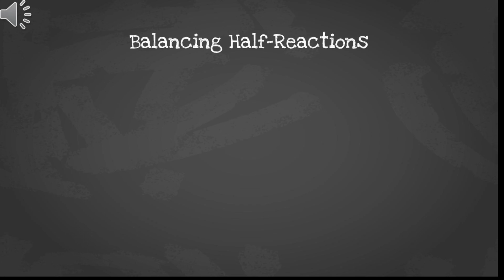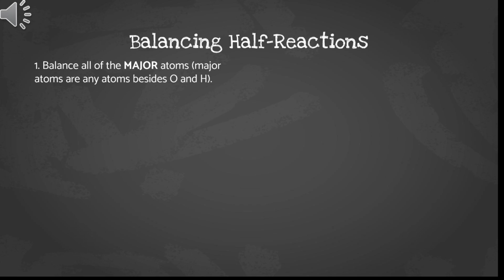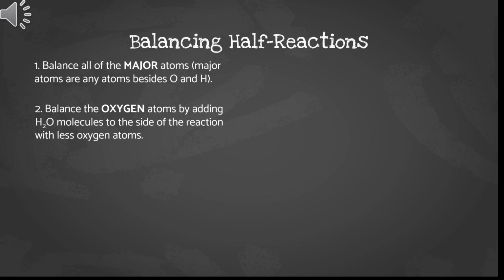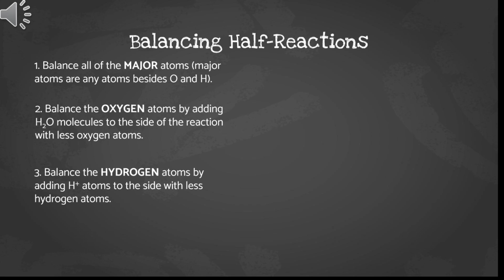To balance a half reaction, there are multiple steps you need to follow in order. First, balance all of the major atoms. Major atoms are any atoms besides oxygen and hydrogen. Second, balance the oxygen atoms by adding H2O molecules to the side of the reaction with fewer oxygen atoms. Third, balance the hydrogen atoms by adding H+ ions to the side with fewer hydrogen atoms. Fourth, balance the overall charge of the reaction by adding electrons.